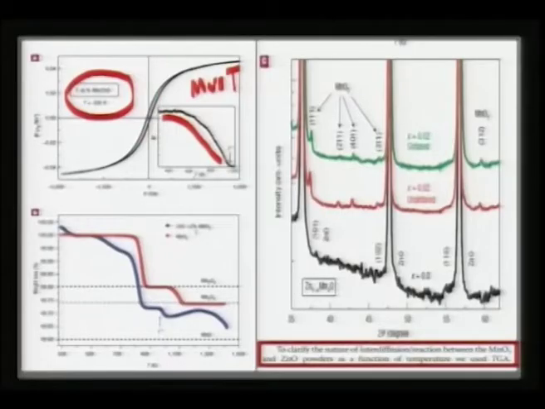So what this group did, they took zinc oxide plus 2% MnO2, that is the dopant, mixed it together and tried to do a TG analysis. This is what they have to say: to clarify the nature of interdiffusion reactions between MnO2 and zinc oxide powders as a function of temperature, we used thermogravimetric analysis.